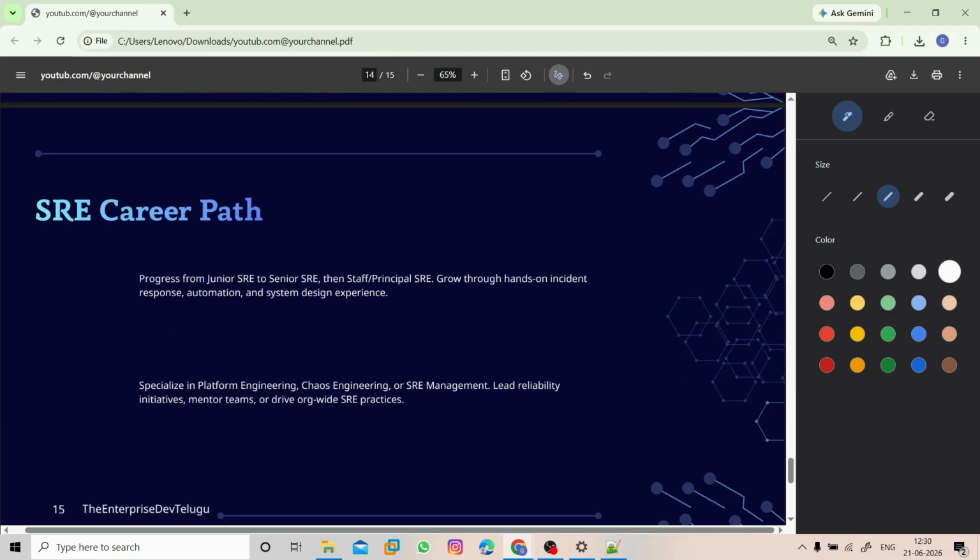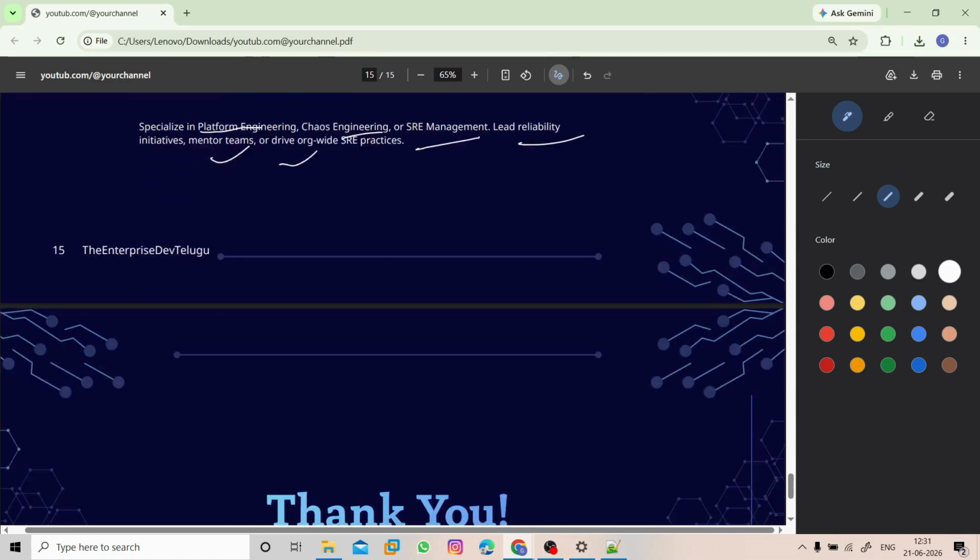SRE career path. Progress from junior SRE to SRE, senior SRE, then staff SRE, growing through hands-on incident response, automation, and system design experience. Specialize in platform engineering, SRE management, lead reliability initiatives, mentor teams, and drive organization-wide practices. One of the best things about SRE is the career growth. You can start as a junior SRE and grow very fast. So that is the career path.